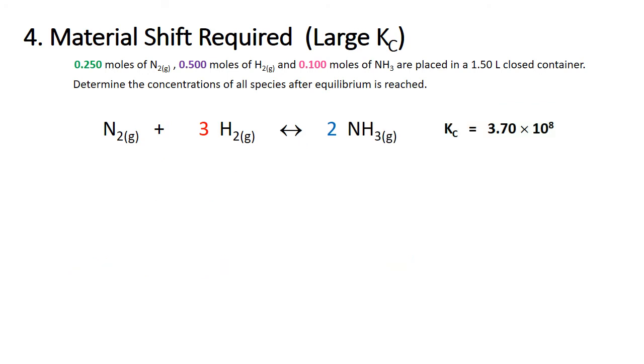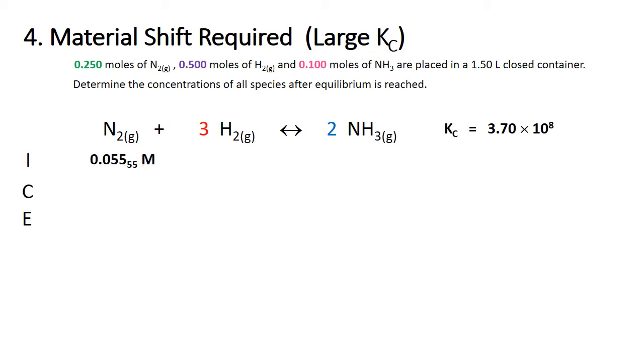As we continue with problem number 4, recall what we've done up to this point. We recognized the problem as one that would shift strongly to the right in favor of the products, and as such required a material shift. We used the material shift to determine new molar amounts for products and reactants after the material shift, and we used those moles to determine new initial concentrations. These new initial concentrations are used in the ICE problem that we're about to work. We're coming down the home stretch.